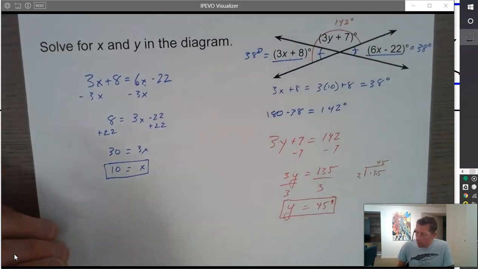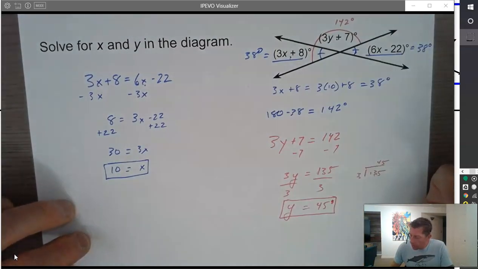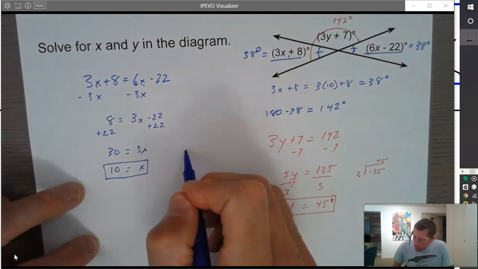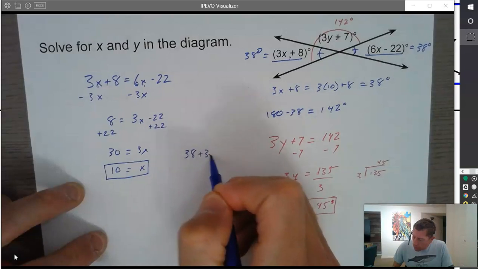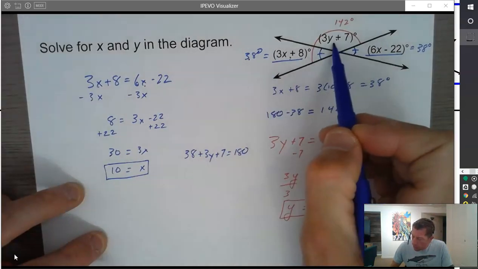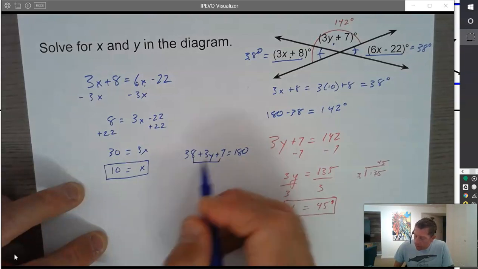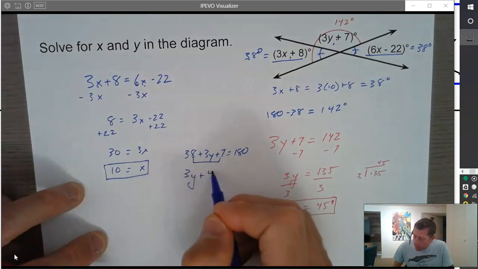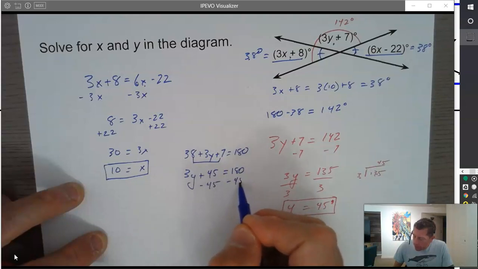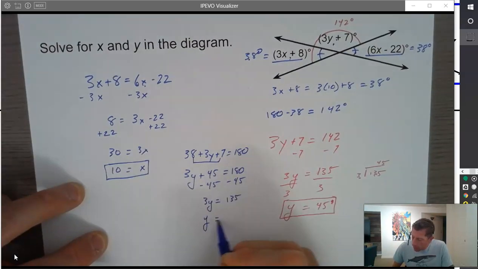Another way to solve for y would be to say this angle plus this angle equals 180. And we could solve for y that way. So let's take a quick peek at what that would look like. So we know that 38 degrees plus 3y plus 7 equals 180. This is 38, and this is 3y plus 7. Now we combine our like terms, these two together here. We have 3y plus 45 equals 180. Subtract 45. 3y equals 135, and y equals 45.